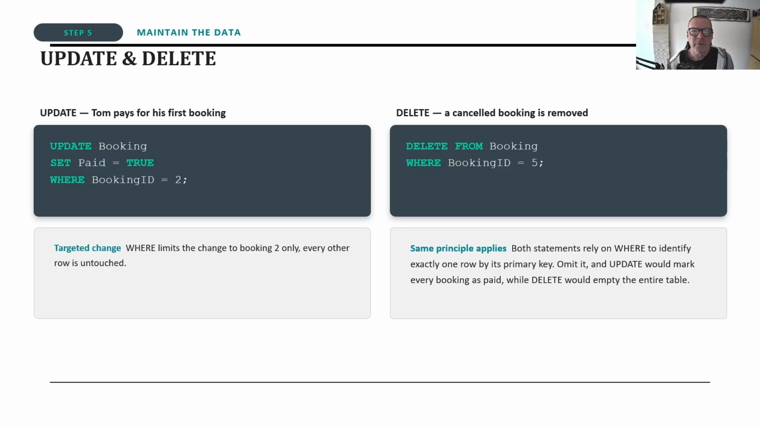And on the right hand side we've got a delete, so somebody cancelled a booking, so we need to get rid of it, and we just say delete from the table booking where booking ID equals 5. So you can use anything in the where clause so long as it helps you identify exactly what you want to delete. It's often the primary key if you're just deleting one record or updating one record.